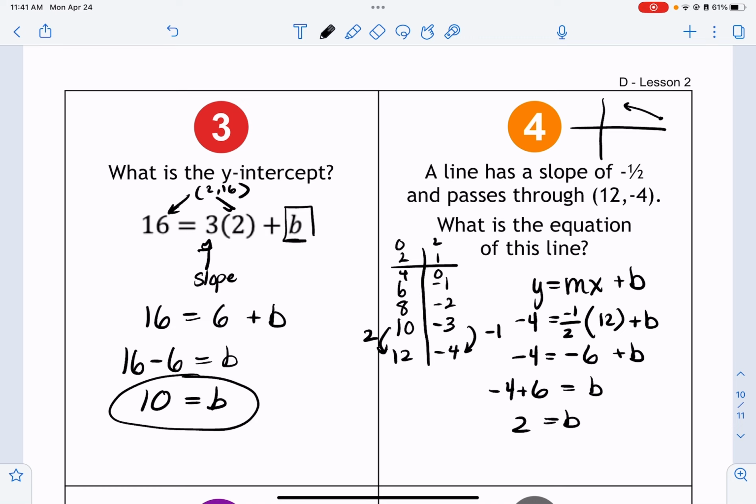And note that it did not ask for the y-intercept, it asked for the equation. And so we just put in our slope as -1/2, just like the question said, with a y-intercept of 2, right? Remember, it did ask for the equation, not just the y-intercept.